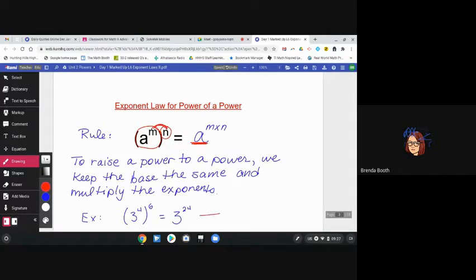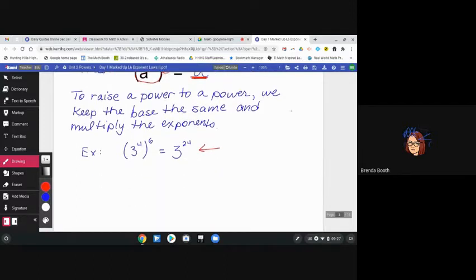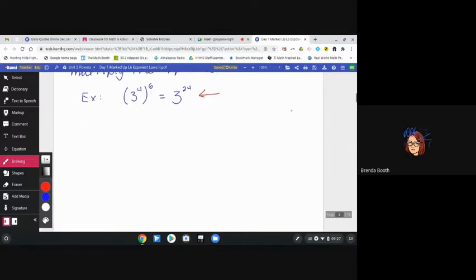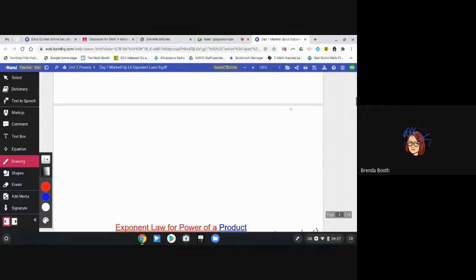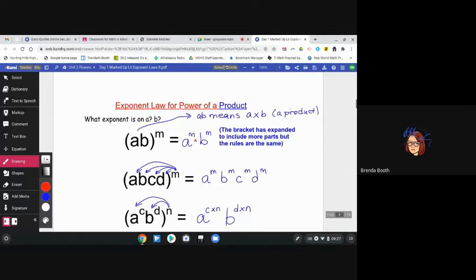Okay, so take a look at our example down here, just to make sense of it. So that was one of them, power of a power. And then the other one we did was power of a product. So power of a product happens when you've got a product in the bracket. So this is a product because it means A times B. And that product is to the power of M, so it means that M applies to both parts of the product.